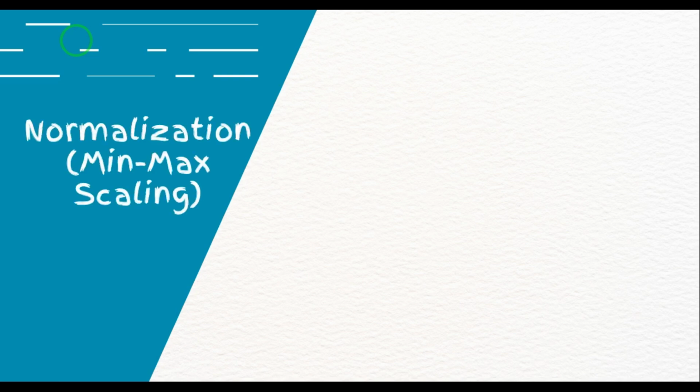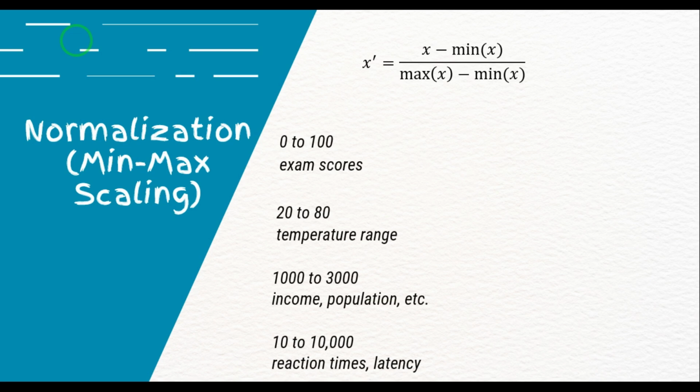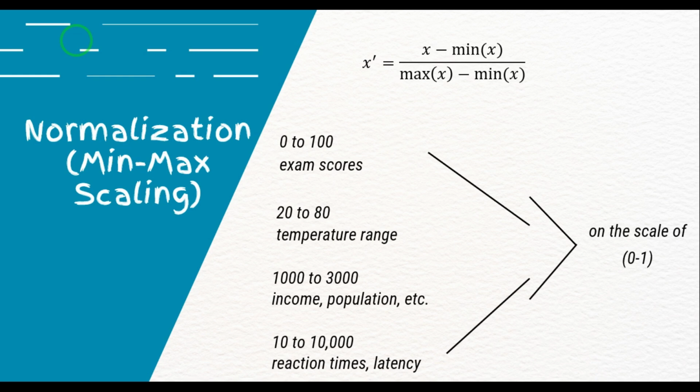Normalization, also called min-max scaling, squeezes your data into a fixed range, usually between 0 and 1. It's great for algorithms that depend on distance, like KNN or neural networks. The formula is simple. X prime equals x minus minimum of x, divided by maximum of x minus minimum of x. After normalization, all your features speak the same scale language. But what if your data has outliers or isn't nicely bounded? That's where standardization comes in.